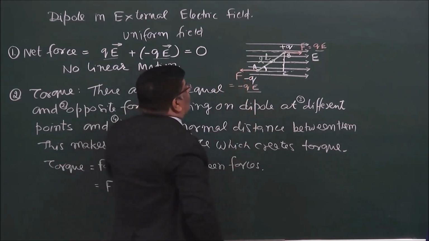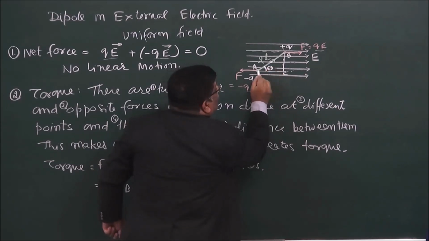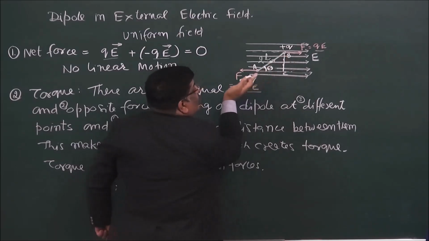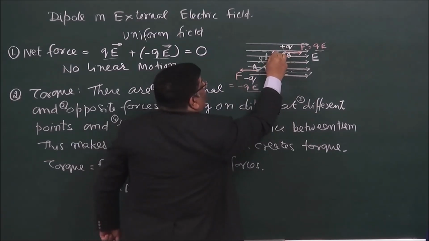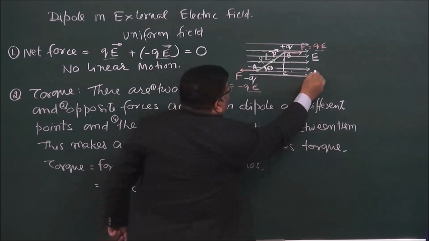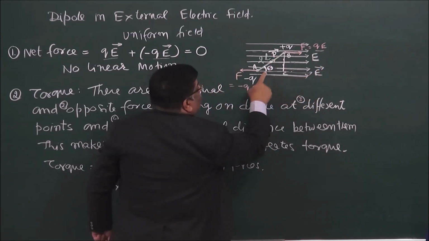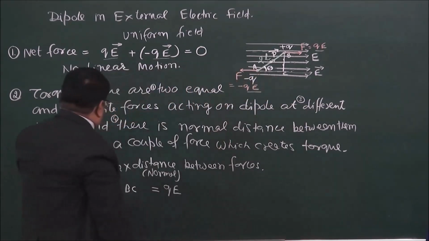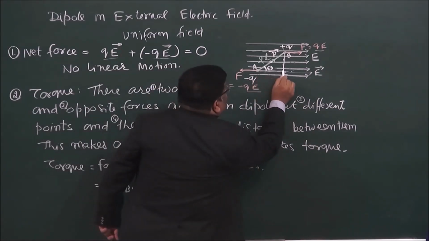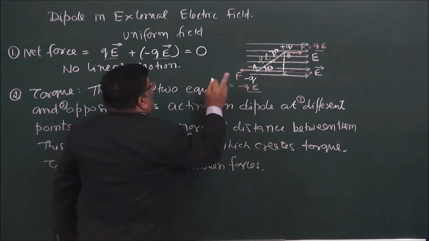At this moment, the dipole is making an angle theta with the direction of the electric field. This is the direction of the dipole moment, that is, we call it vector P. This is the electric field vector E, and the direction of P and E make an angle theta. So if theta is the angle, then by geometry what is the relation between BC and AB? Answer: BC upon AB.